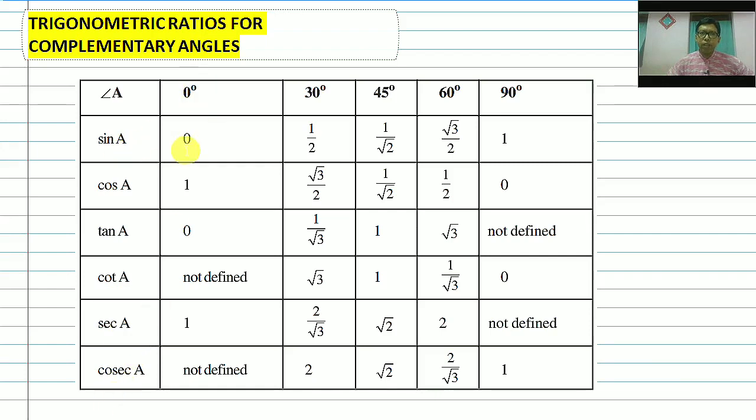Okay, sine of 0 degree is equal to 0, in this way, sine of 90 degree is equal to 1, and the last one is cosec 90 degree is equal to 1. But how to remember this chart? This is a very difficult task to remember. For this I found an easy trick to remember this one.